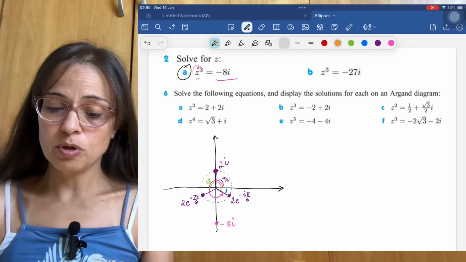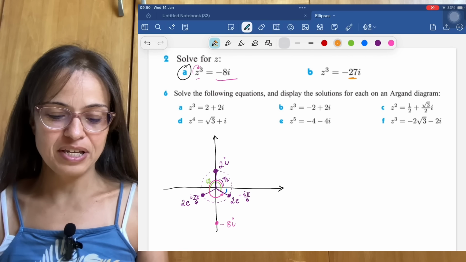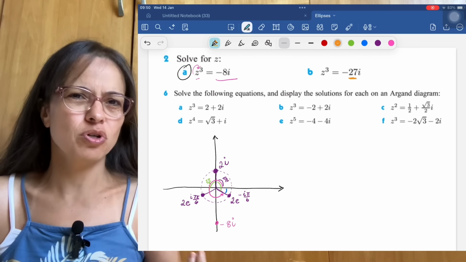Anyway, I'm not going to do part B because it's just the exact same thing, only with 27 instead of 8. So you're going to get the same shape. The picture is going to look exactly the same, but instead of 2, it's going to be 3.